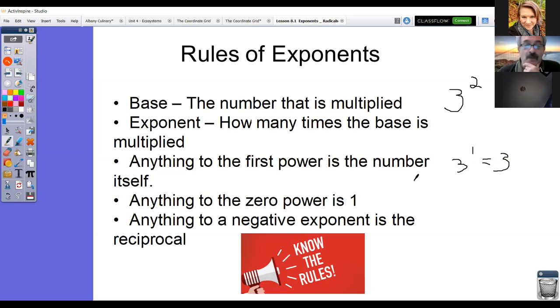Anything to the 0 power, so k to the 0 power is going to be 1. Doesn't matter whether it's an algebraic symbol or number, constant, whatever, it's always going to be 1. And anything to the negative exponent is the reciprocal.